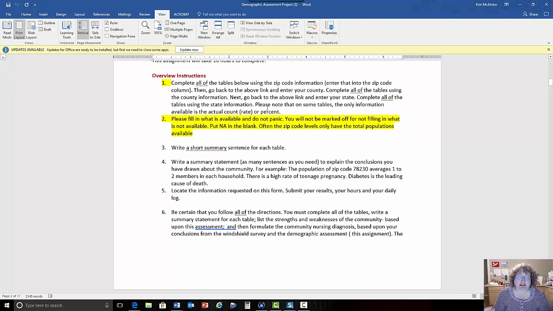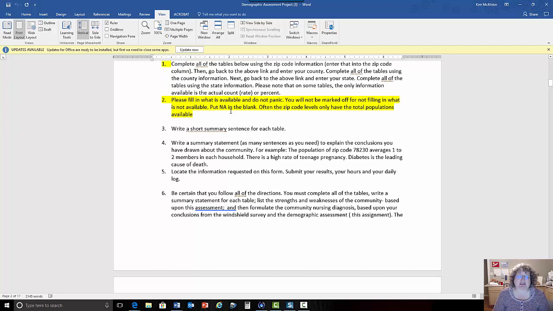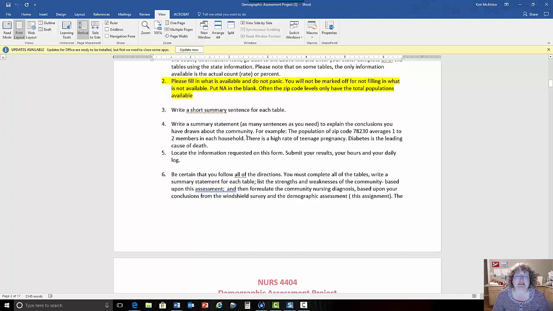You're going to complete a list of tables that we'll see in a minute. And there will be some information that you won't be able to find, and that's okay. You're going to put NA in the blanks where you can't. After you fill in each table, you're going to write a short summary sentence for each table. You'll write a summary statement for the overall assessment.